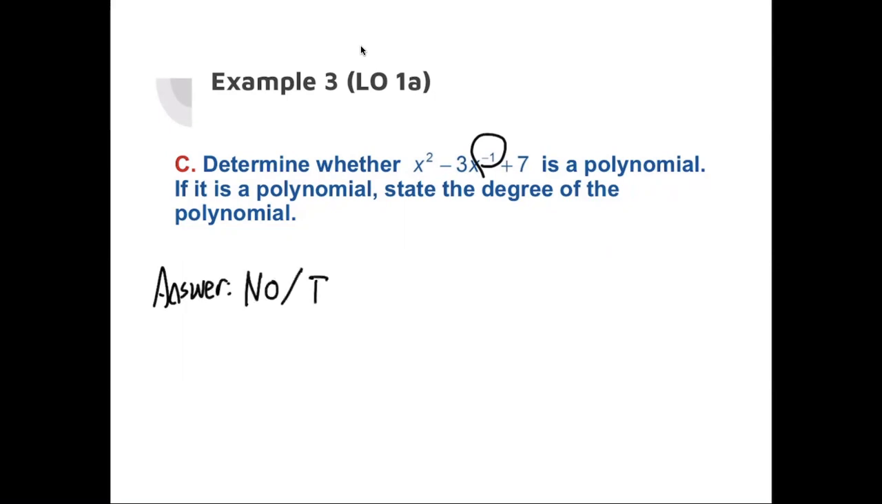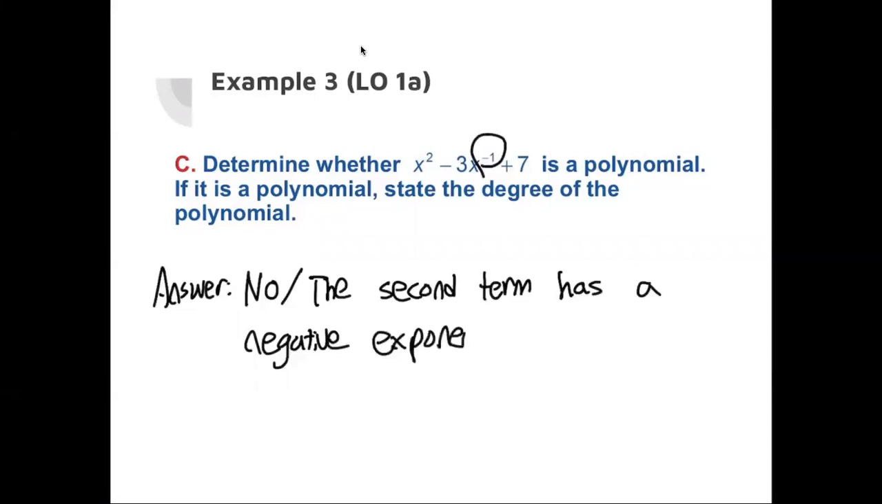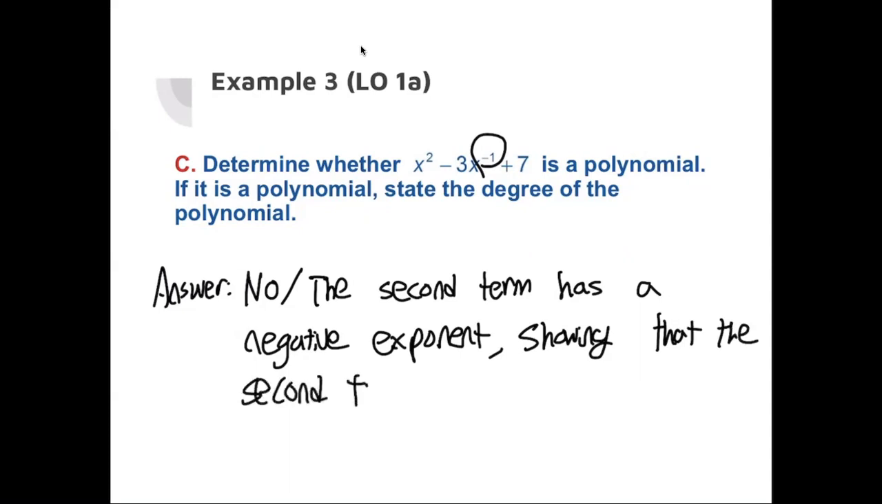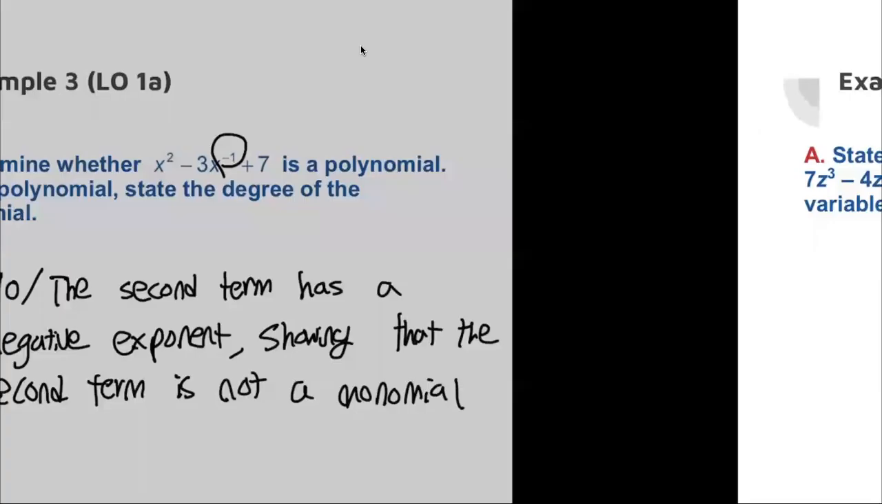And for reasoning, the second term has a negative exponent, showing that the second term is not a monomial. This would be a valid reasoning.